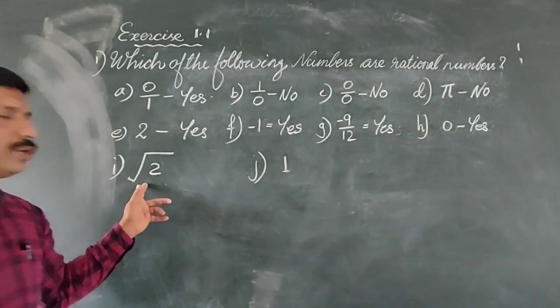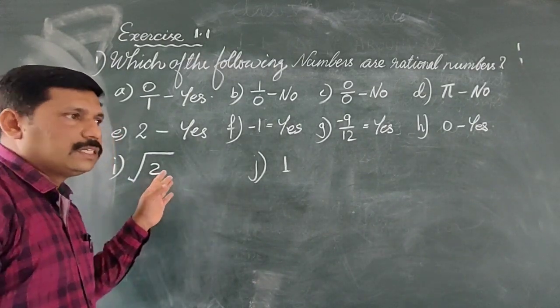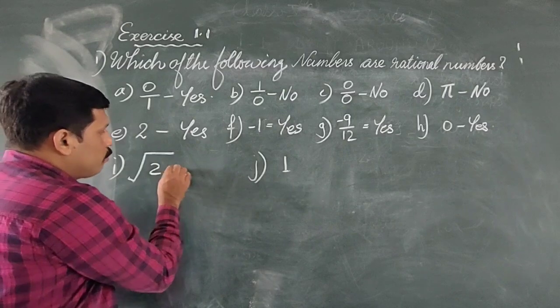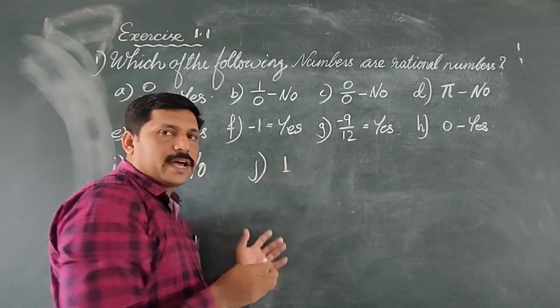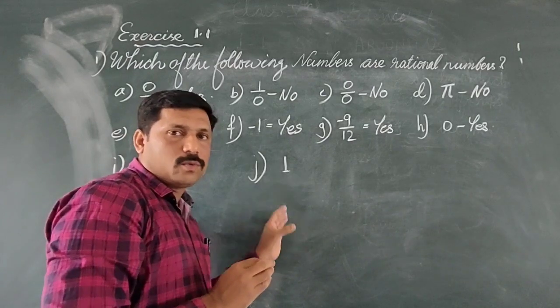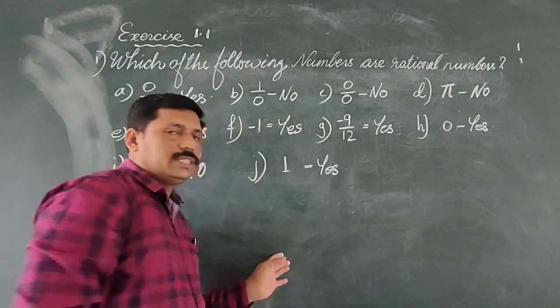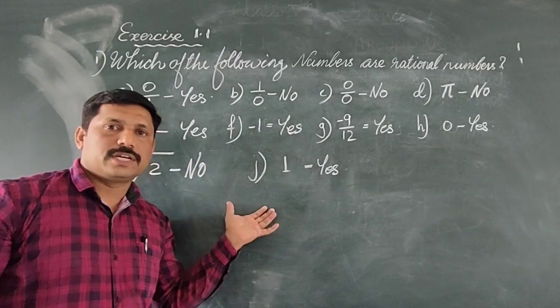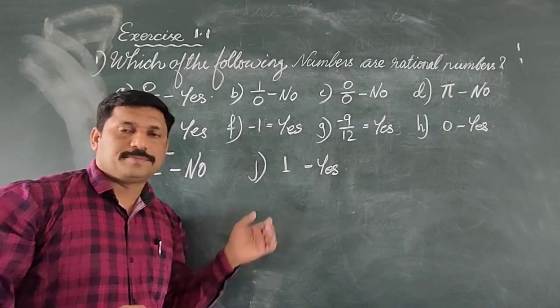And the next one, root 2. In the properties we have studied that root 2 is not a rational number because it is a non-repeating, non-recurring decimal. Therefore, it is no. And the last one, 1, we can represent in the form of a fraction, 1 upon 1, and therefore it is yes. So these are the answers of the first question. I think all of you have understood this question.